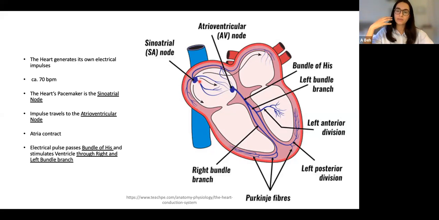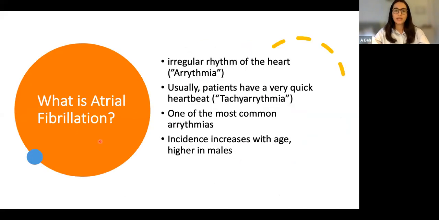And now I want to talk about the disease today, which is atrial fibrillation. And atrial fibrillation, I want to explain to you, is an irregular rhythm of the heart. So this is why it's called an arrhythmia, because it's not regular, it's an irregular rhythm. And usually the patients have a very, very quick heartbeat. This is why it's sometimes called a tachyarrhythmia absoluta, because tachy means very quick.